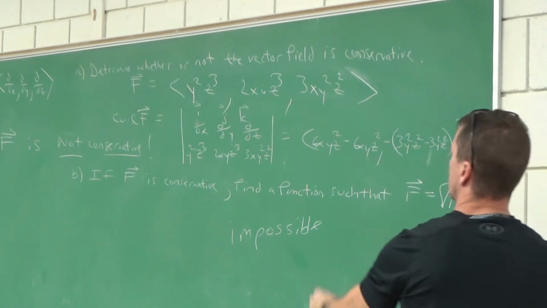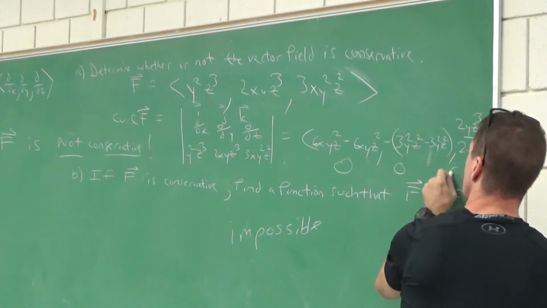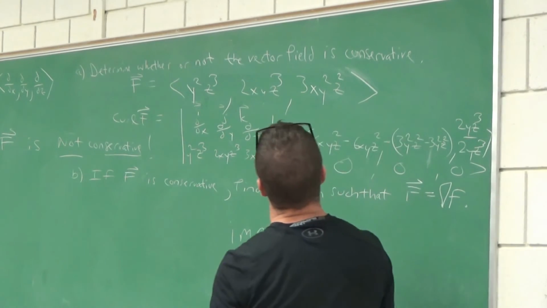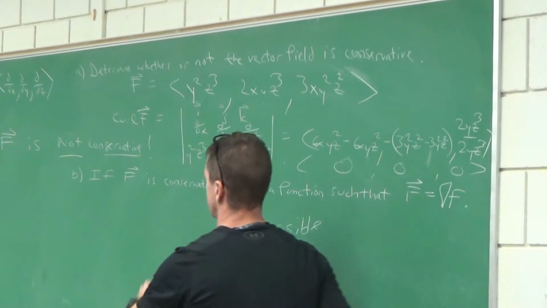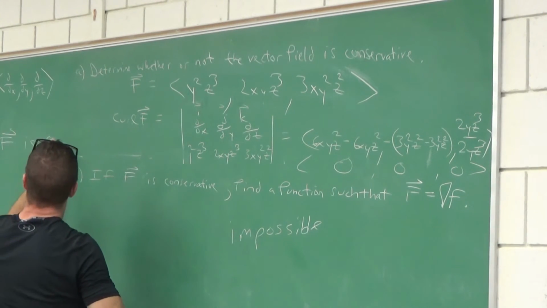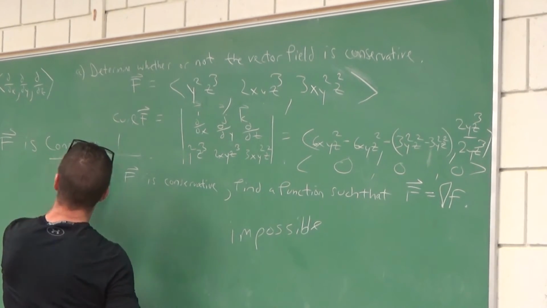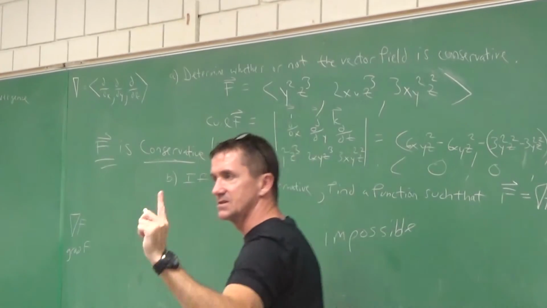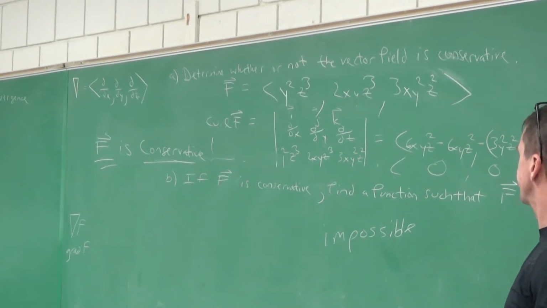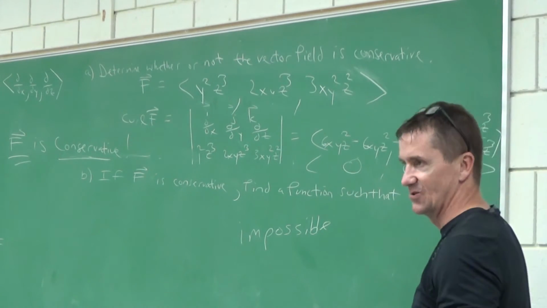What did we all get? 0. What's the answer? Is that vector field conservative? Yes. F is conservative. It's a conservative vector field. Was that okay with that? By the way, I know all that writing takes a while, so if you just want to write 0, 0, 0 in a test, that's totally fine.